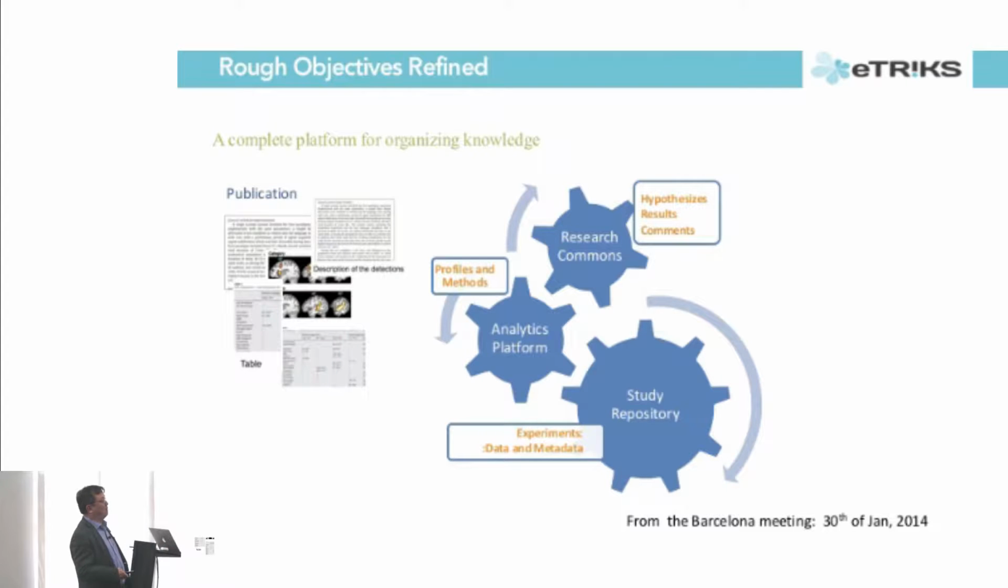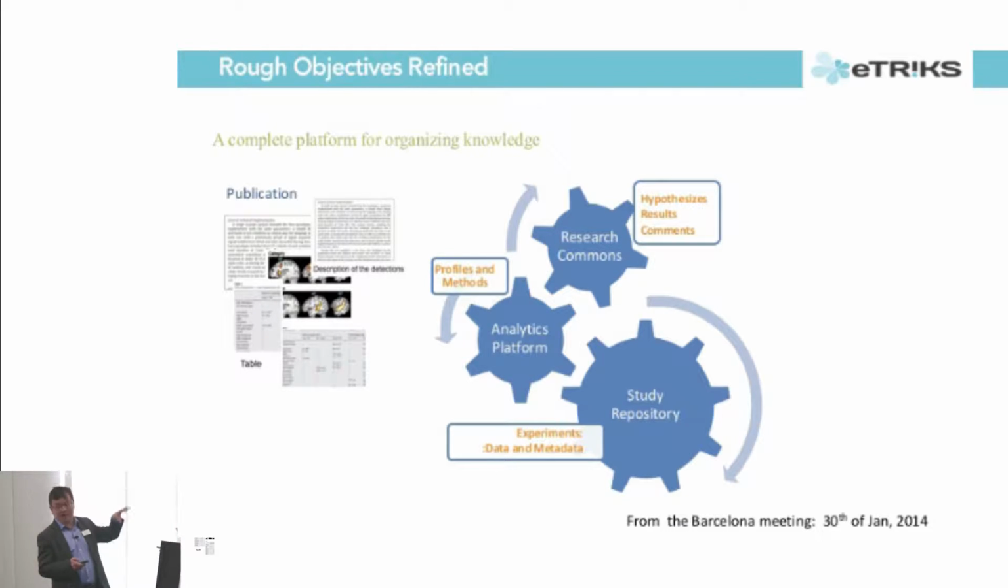And here you're talking about three things. One is called a storage repository, which contains all experimental data, data and metadata, data management. And then you have analytic platforms, with methods and with profiles, and at the end of the day, you have to put out the results. So these are the three things we have to build.